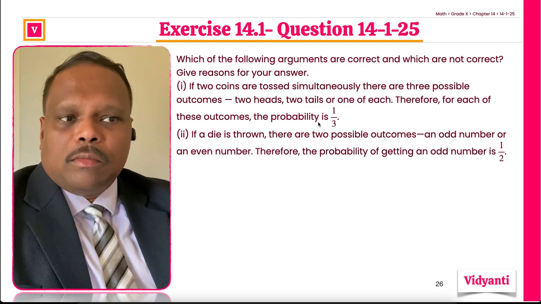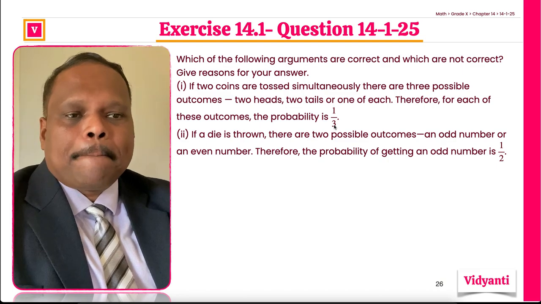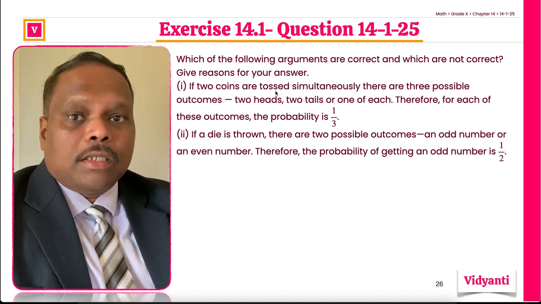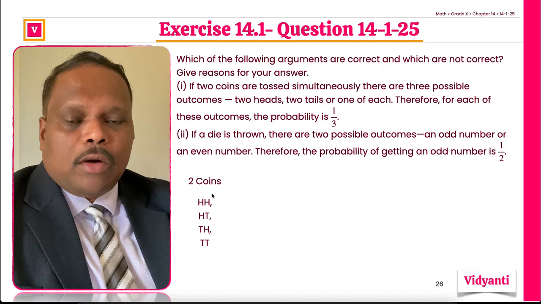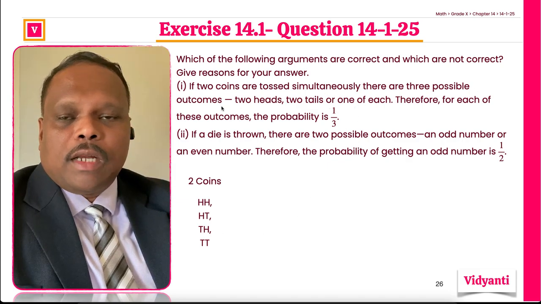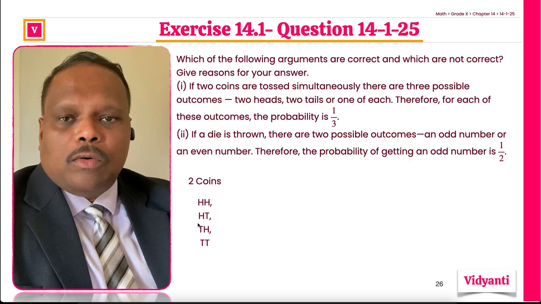Therefore, for each of these outcomes, the probability is one third. This is technically not correct. We'll see why. First of all, when two coins are tossed, let us see what the possible outcomes are. We have four possible outcomes: two heads, two tails, head first and tails afterwards, or tails first and head afterwards. If they are saying three possible outcomes, then let us count two heads as one outcome, two tails as another outcome, and one head, one tail combined as one outcome.